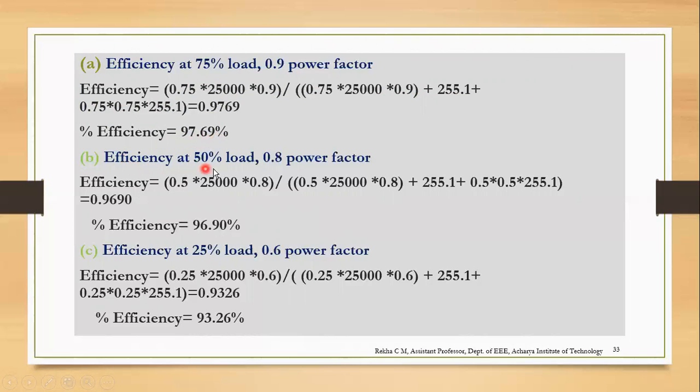Next, efficiency at 50% load, 0.8 power factor. The same way, only thing is here X value is 0.5 and cos phi value is 0.8. So use the same formula. Don't forget to multiply copper loss with 0.5 square. We get the efficiency. For the third case, what is the value of X? It is 0.25. And what is the value of power factor? It is 0.6. So substituting the values, we get the value of efficiency.